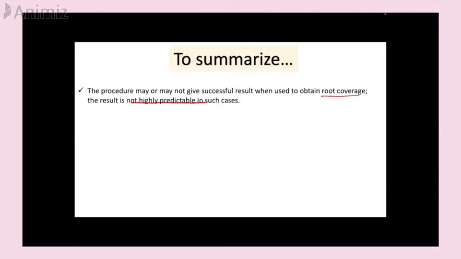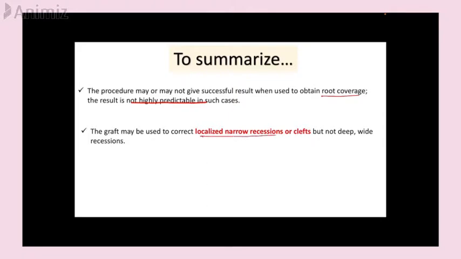So when you are trying to obtain full root coverage, this type of graft is not highly predictable. This kind of graft is mainly used in localized narrow recession or cleft, but not deep wide recessions. The point to remember is that this type of graft is mainly used to cover localized narrow recession or cleft.